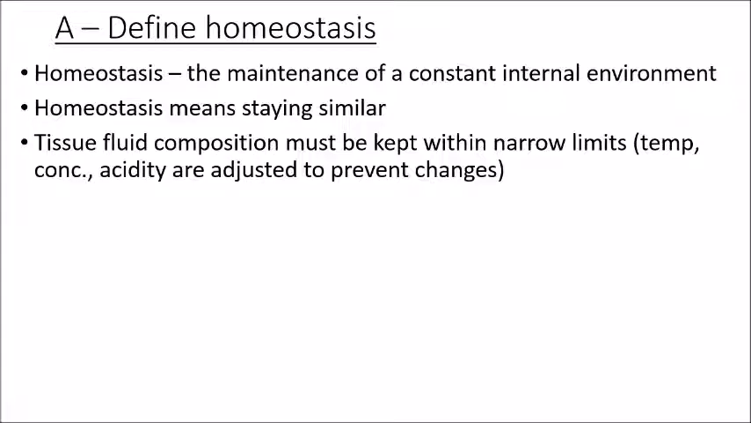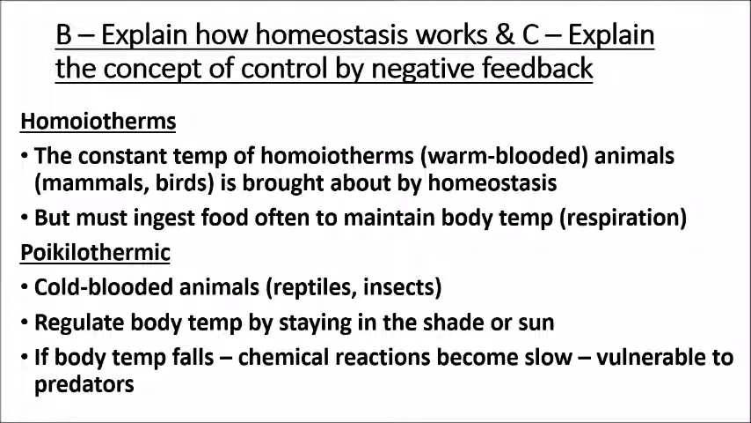blood, whatever it is, tissue fluid, it's got to be kept constant, because if not, enzyme activity can be affected, chemical reactions can therefore be affected, respiration levels and such. The next thing we've got to do is explain a thing called negative feedback and how homeostasis works.